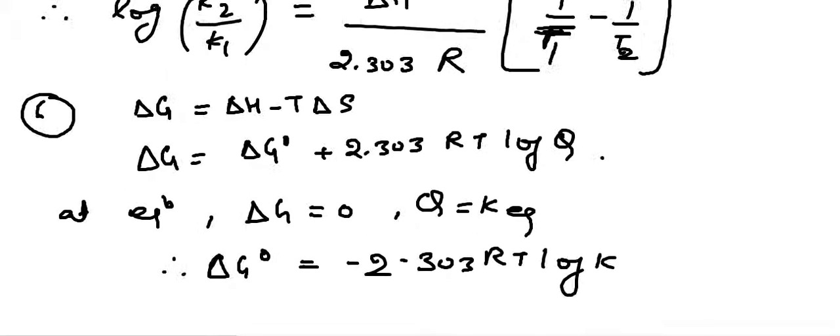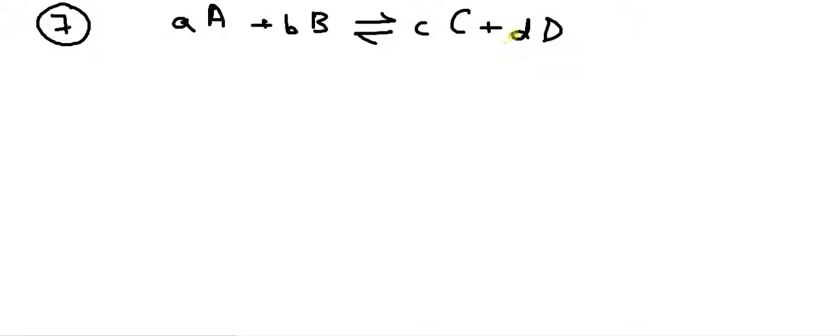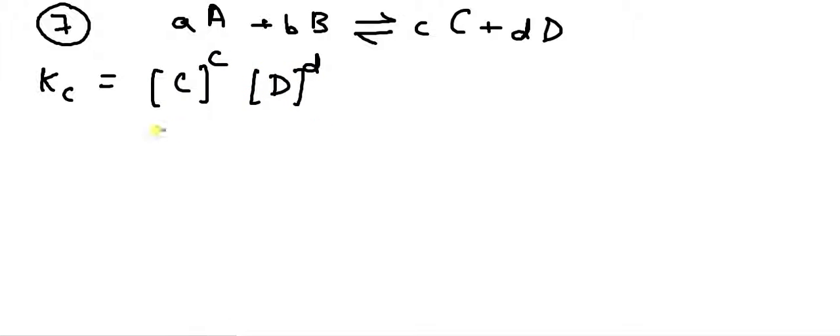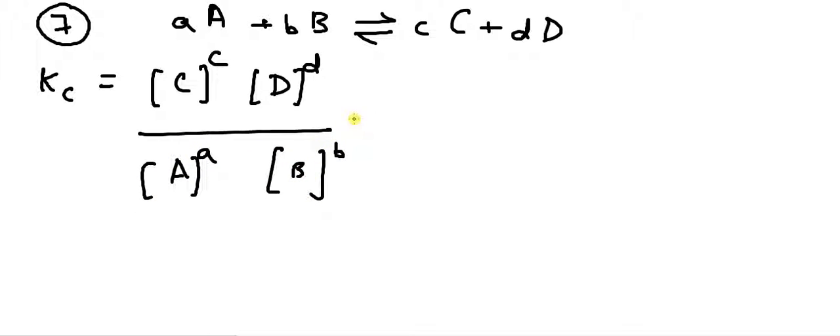Okay, let's do another. This is which number? Let me just check. 7th. Now here we are going to deal with formulas. It says aA plus bB gives cC plus dD. I hope you know what these are. These are the number of moles of the corresponding species. So Kc is equal to, value of Kc will be what? Products upon reactants. Concentration of C raised to power c, concentration of D raised to power d upon concentration of A raised to power a, concentration of B raised to the power b.